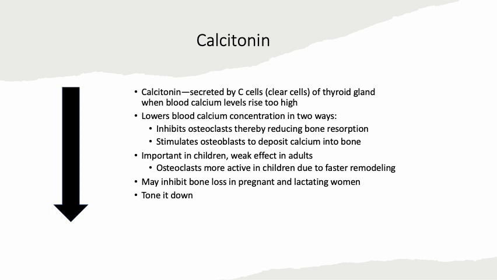So this is really important in children. It has a weak effect in adults. Osteoclasts are more active in children due to faster remodeling, because children are growing and then they get hurt. Their bones are constantly changing. You can mold bones a lot easier in children because of this. And this may inhibit bone loss in pregnant and lactating women. And just remember, tone it down. So if you have higher levels of calcitonin, it's going to keep the calcium levels down, which means you put more into the bones, make the bones stronger and harder.